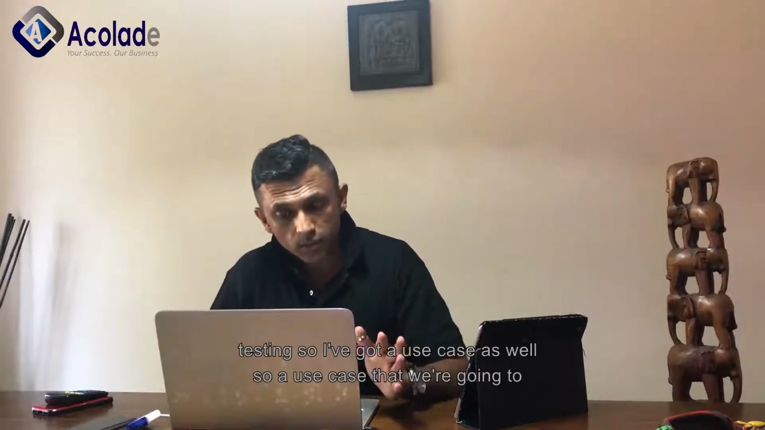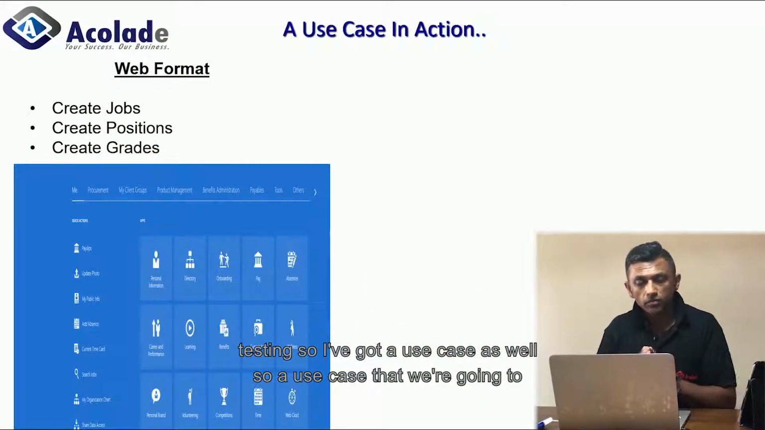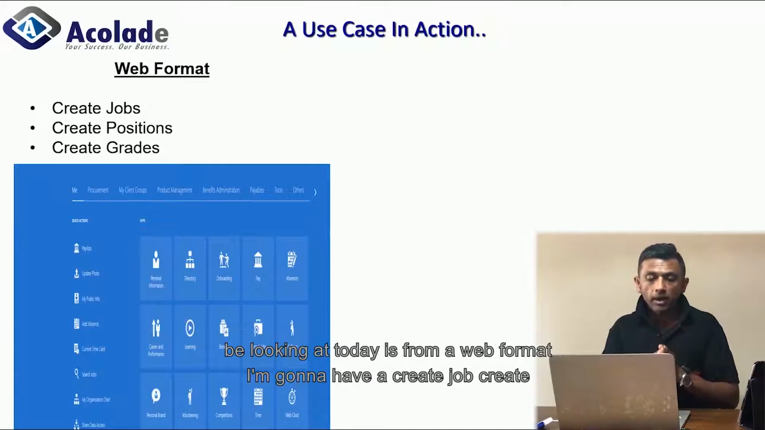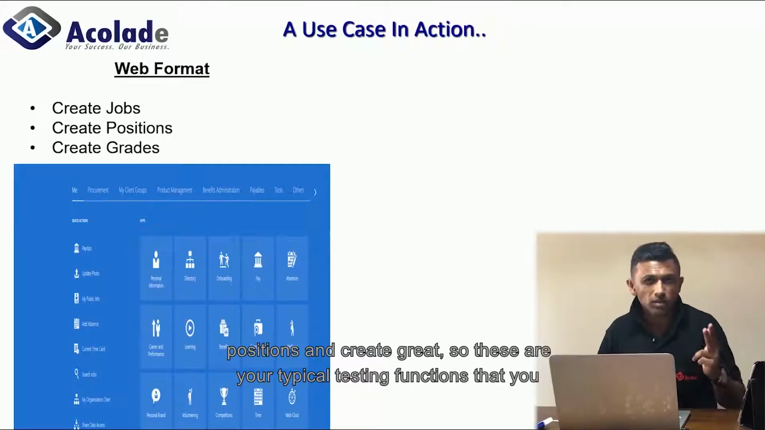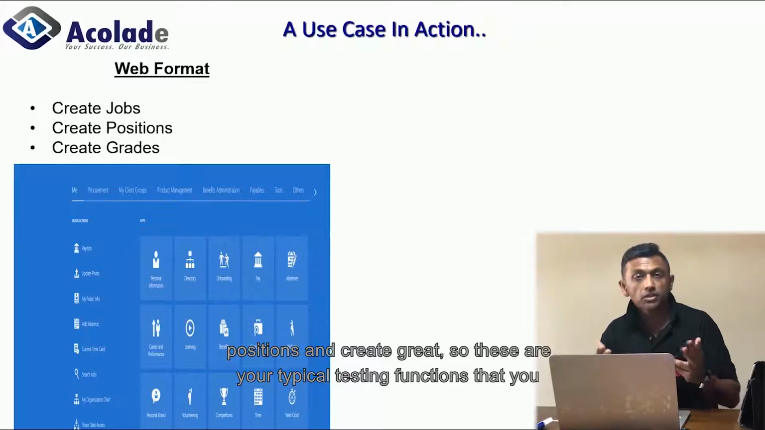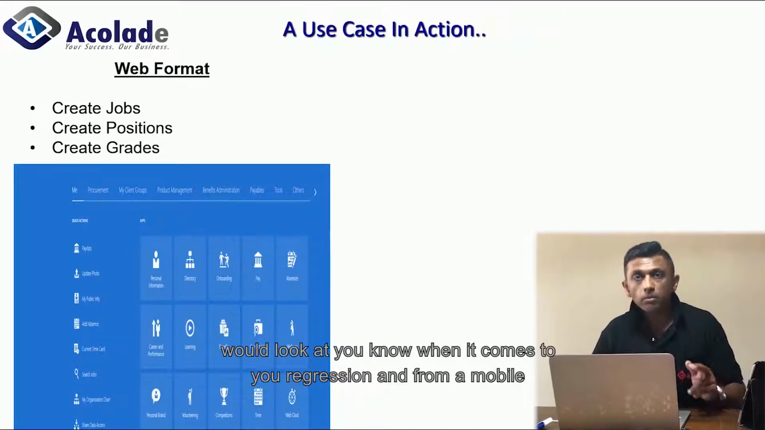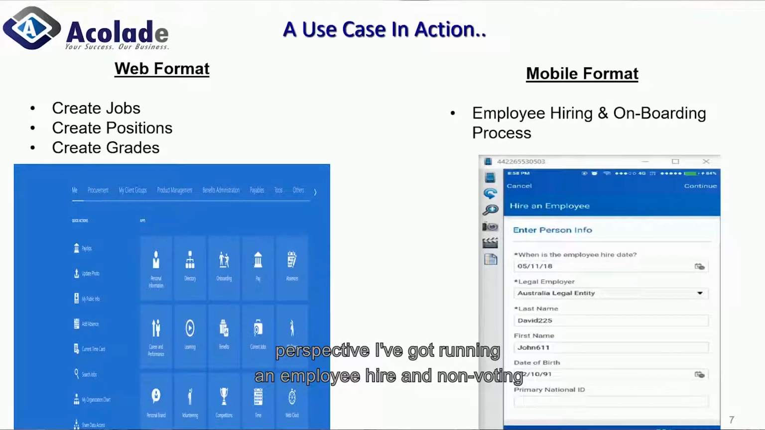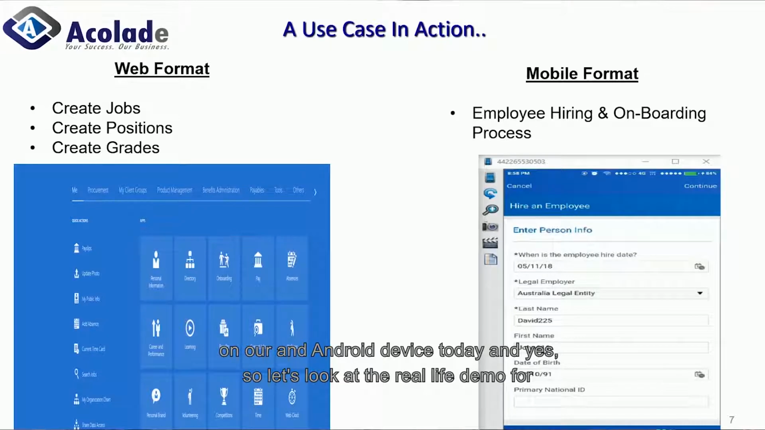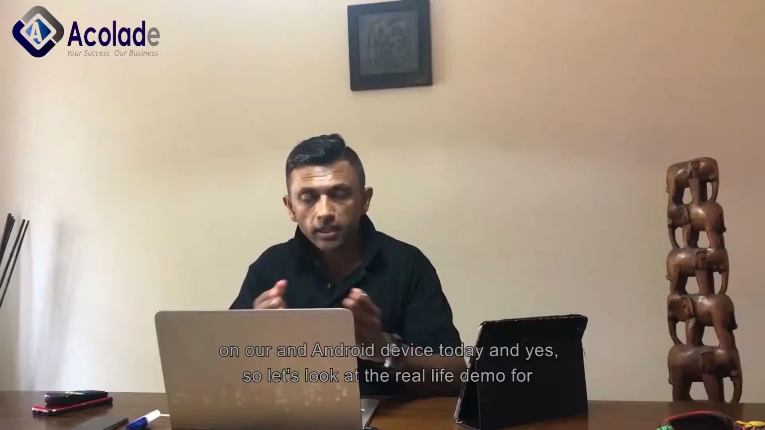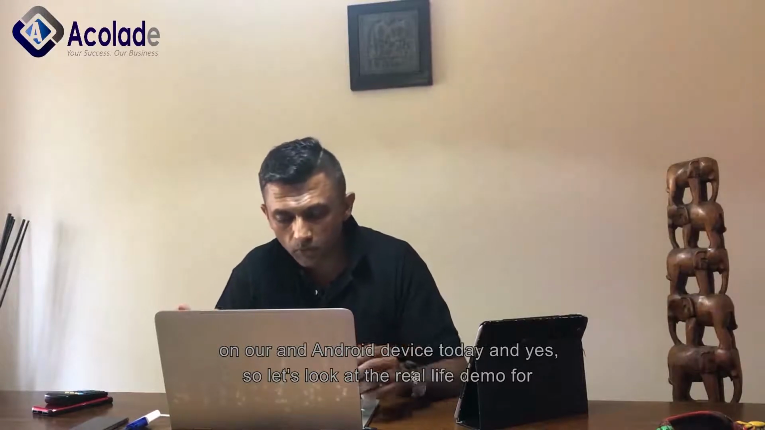So I've got a use case as well. The use case that we're going to be looking at today is from a web format. I'm going to have a create job, create position, and create grade. So these are your typical testing functions that you would look at when it comes to regression. And from a mobile perspective, I'll be running an employee hire and onboarding on an Android device today. So let's look at the real life demo for it.